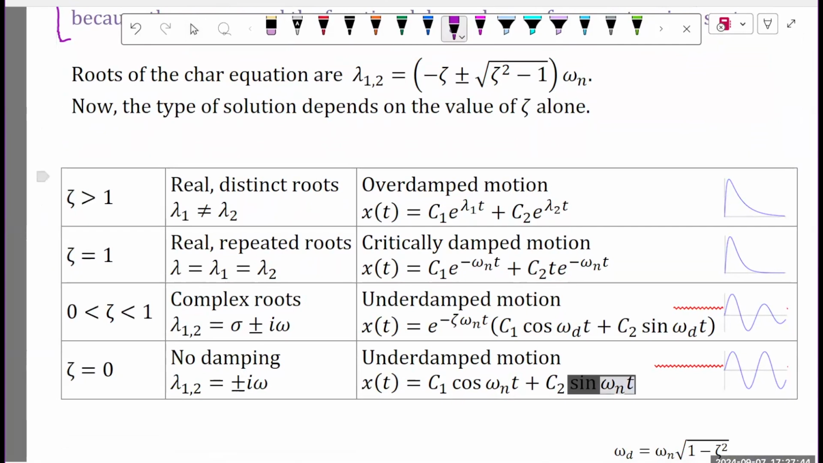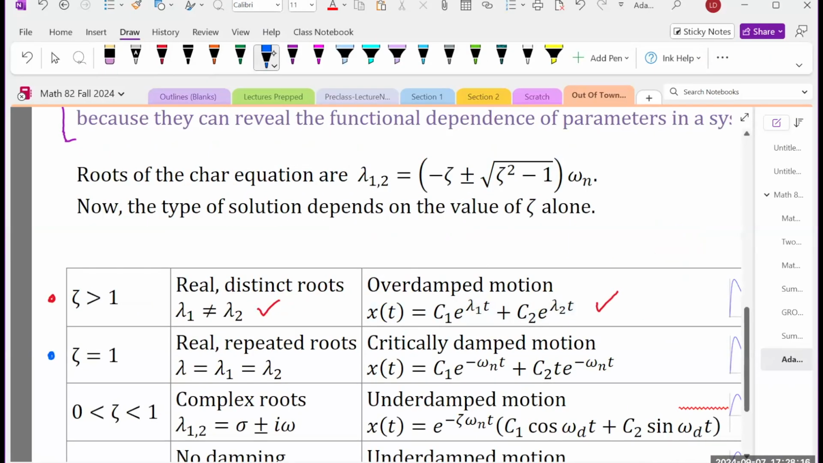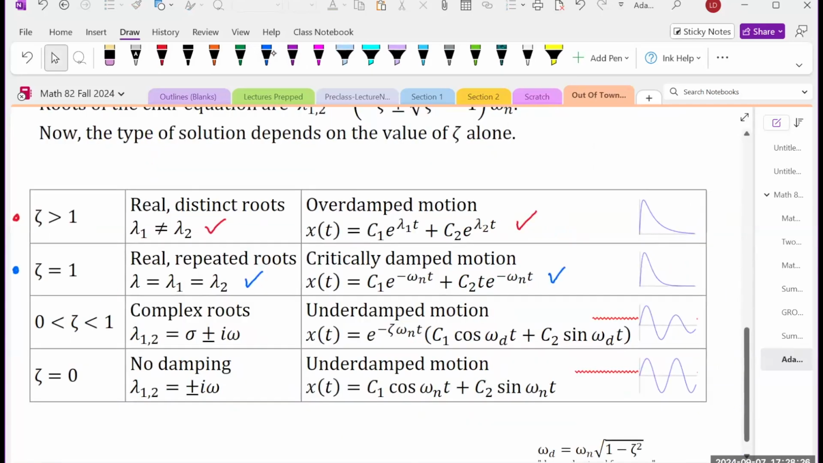If zeta is greater than 1, we have real distinct roots and again have overdamped motion. If zeta is equal to 1, we get repeated roots and critically damped motion. But now, if zeta is between 0 and 1, we get complex roots and underdamped motion. And if zeta is 0, we have no damping at all. This still falls into the category of underdamped motion. The oscillations are going to continue forever and ever, and the amplitude of the oscillations is not going to diminish over time.